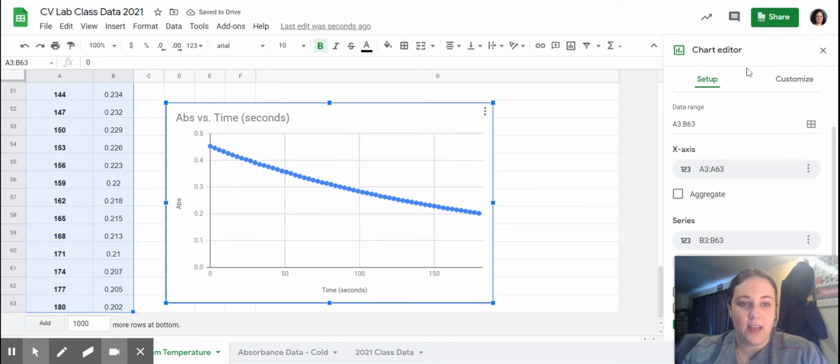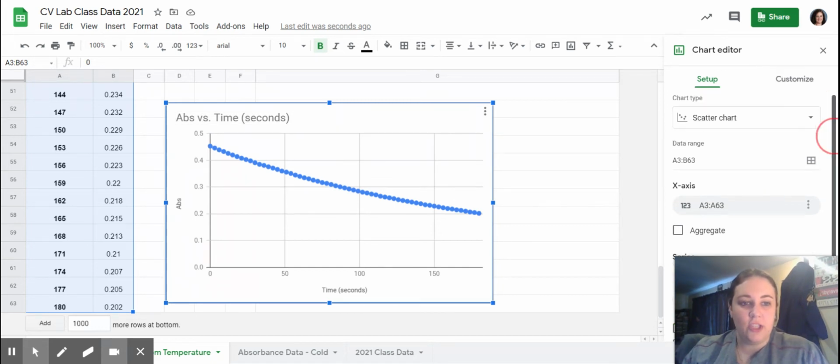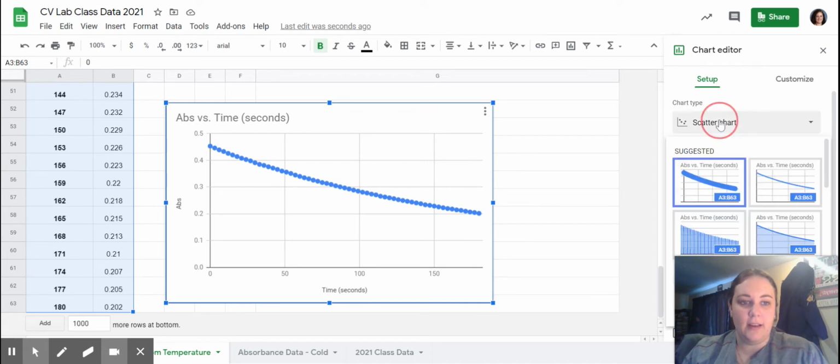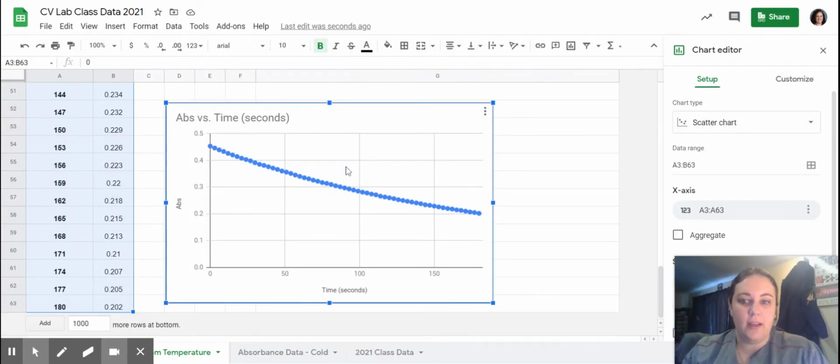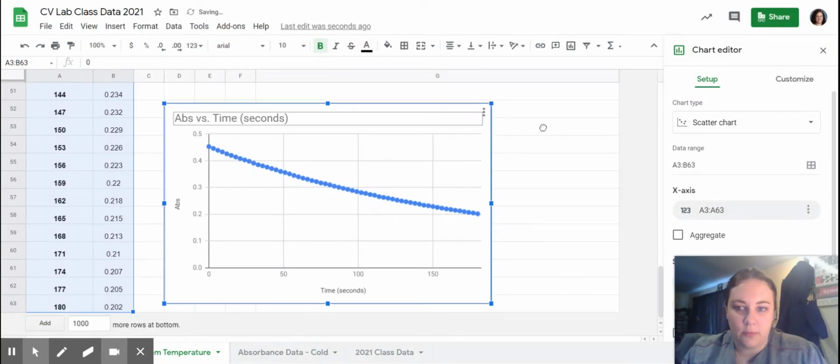If yours doesn't come up as a scatter plot, then you can change it over on the side in the chart editor to what you want it to look like. It comes up as a scatter plot. So this is my concentration versus time, or absorbance versus time. If this is a straight line, then it's 0 order. But this one's not a straight line. It's got a curve to it. So then I move on. It's not 0 order.